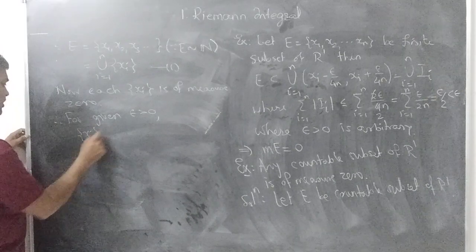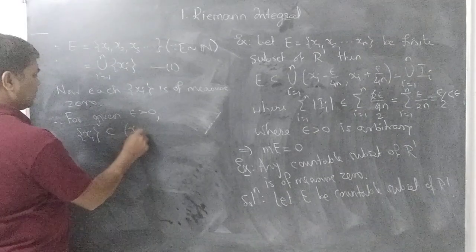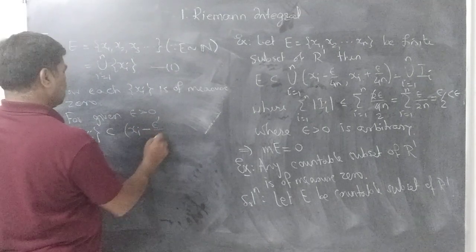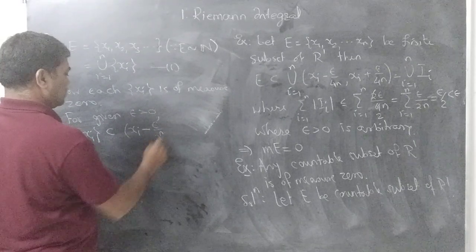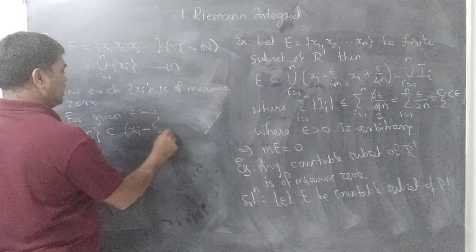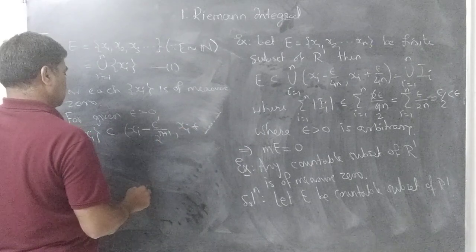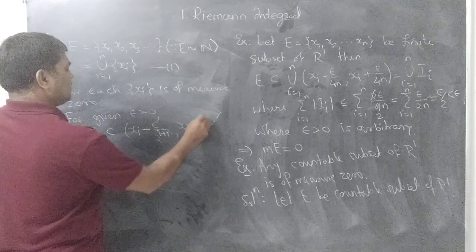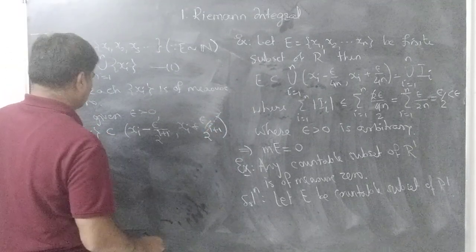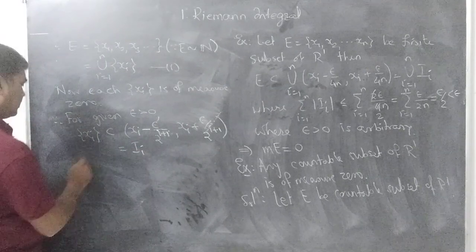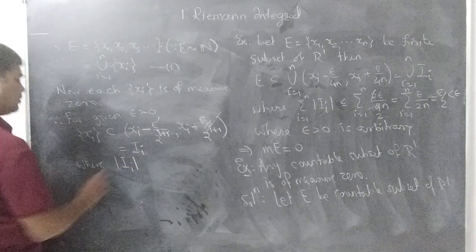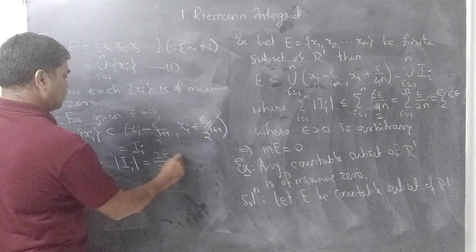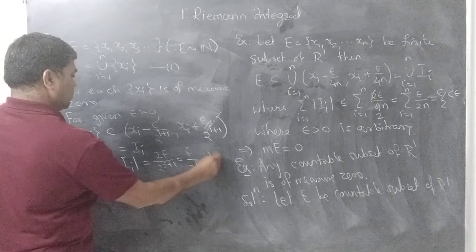the singleton xi is contained in the interval from xi minus epsilon upon 2 raised to i plus 1, to xi plus epsilon upon 2 raised to i plus 1, which is equal to Ii, where the length of Ii is 2 times epsilon upon 2 raised to i plus 1, which is epsilon upon 2 raised to i for every i.